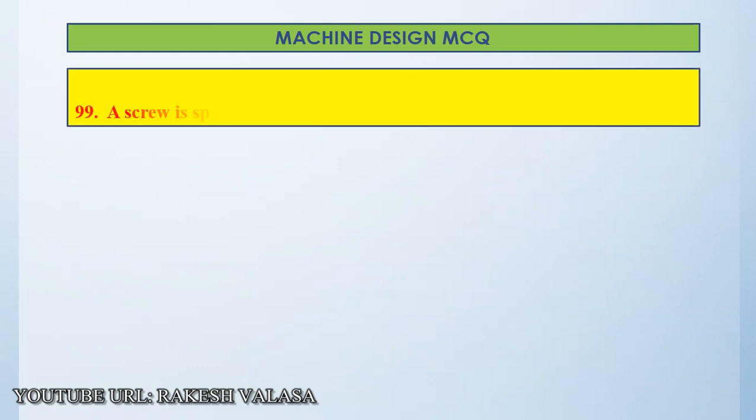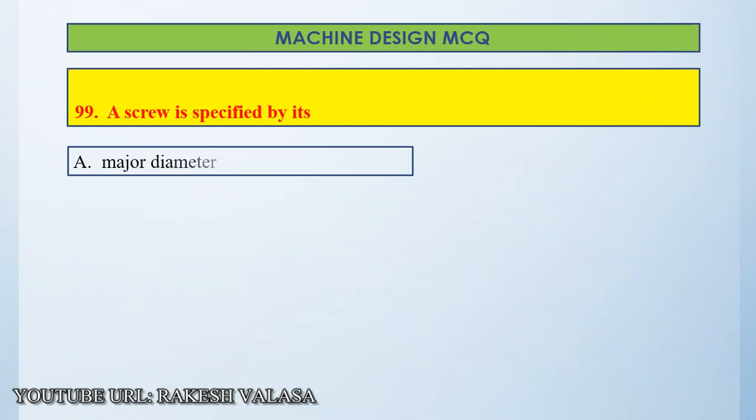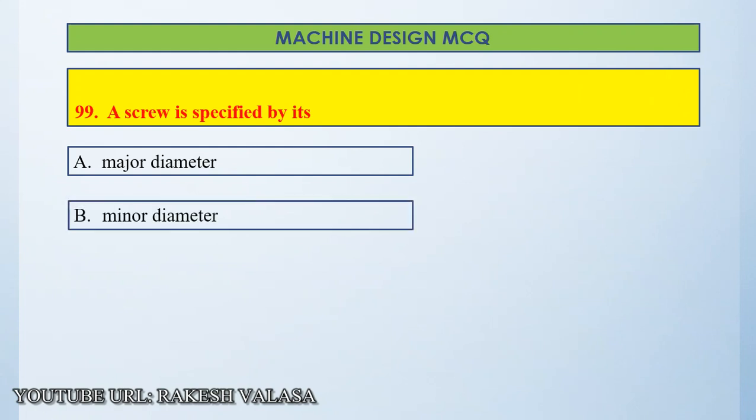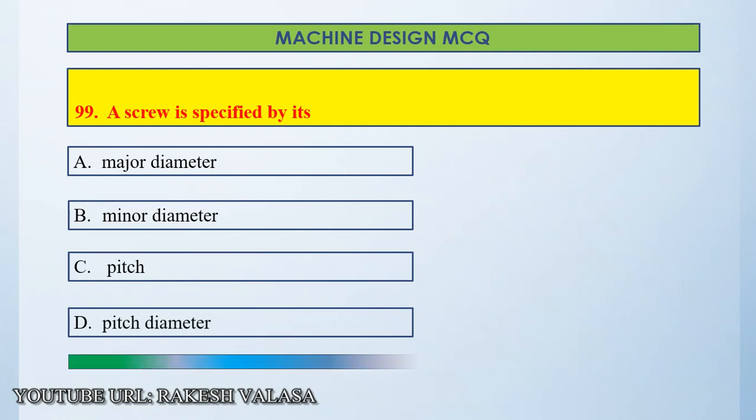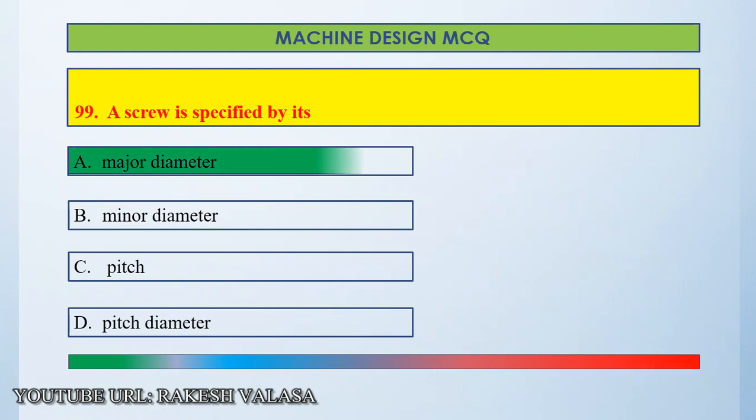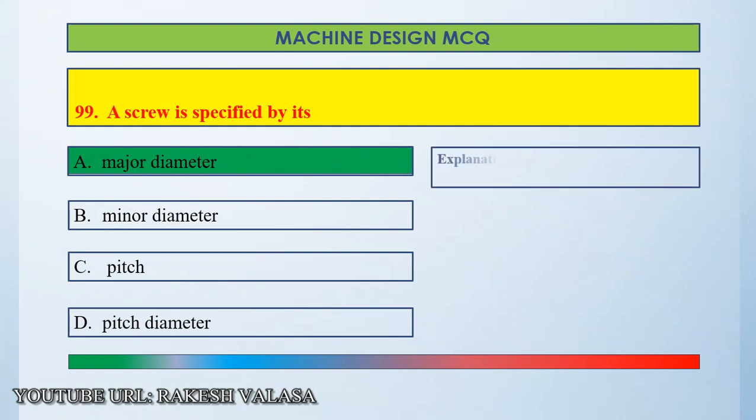Question number 99. A screw is specified by its: option A, major diameter, option B, minor diameter, option C, pitch, option D, pitch diameter. The correct answer is option A, major diameter. Let us see the explanation. A screw is specified by its major diameter. So the correct answer is option A, major diameter.